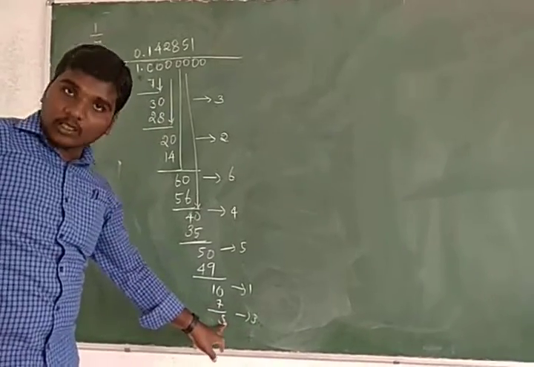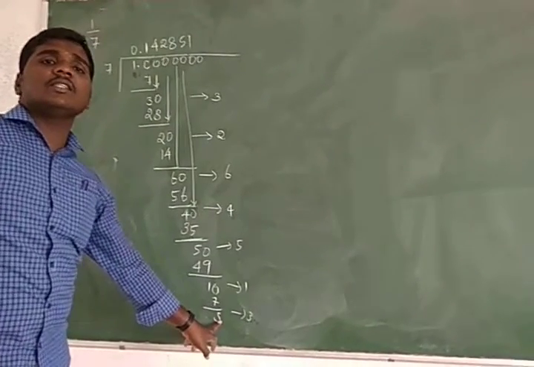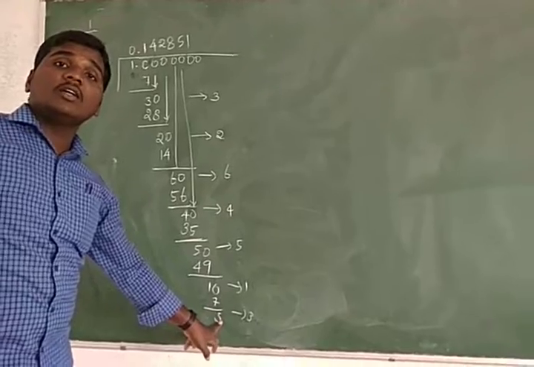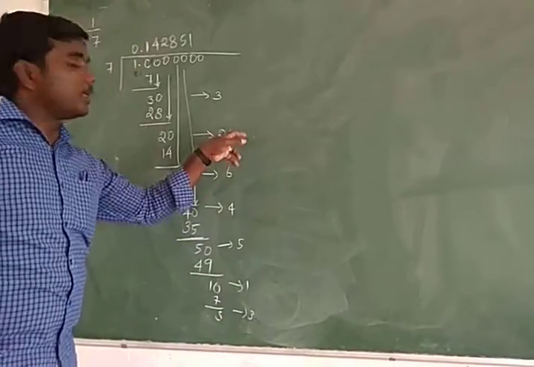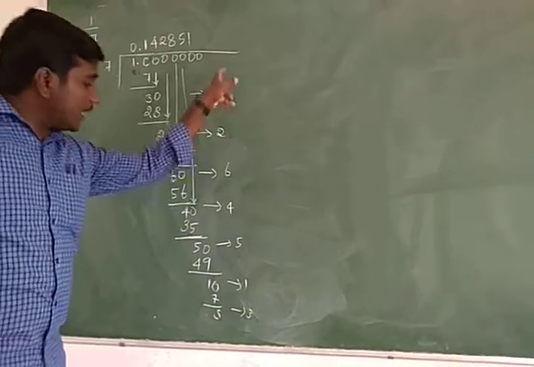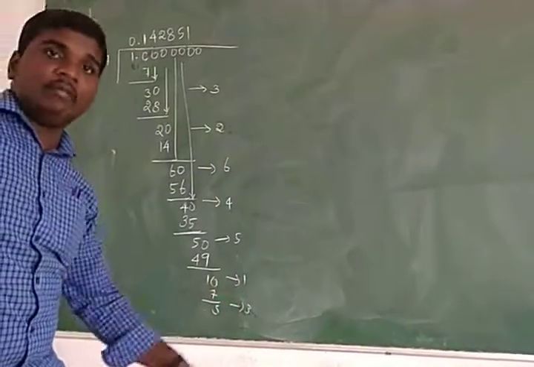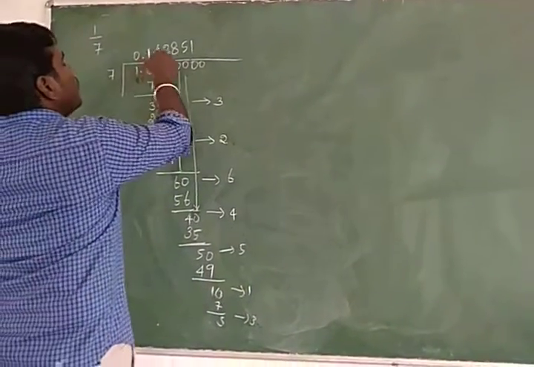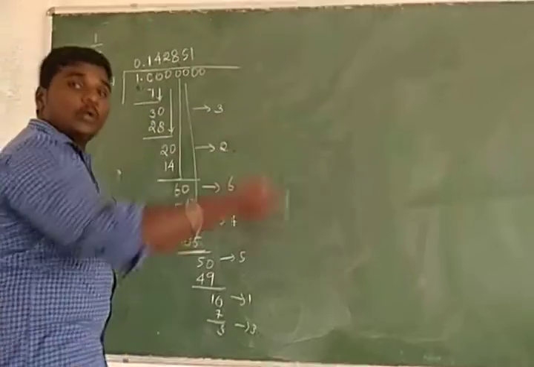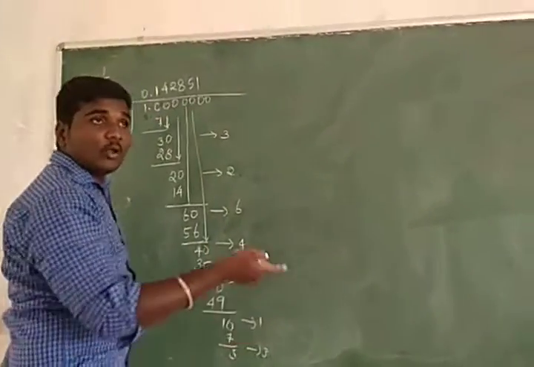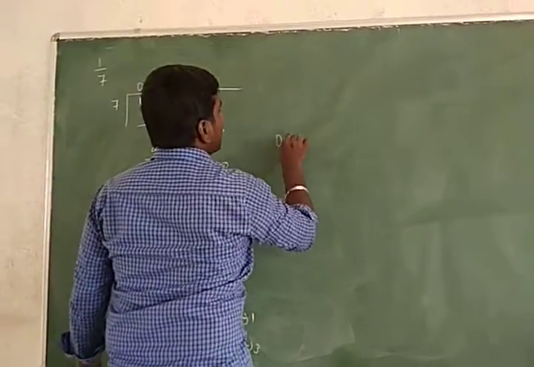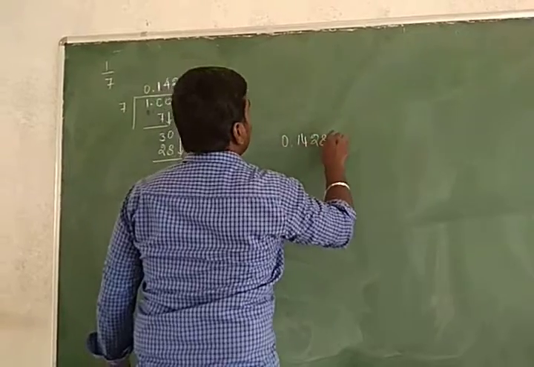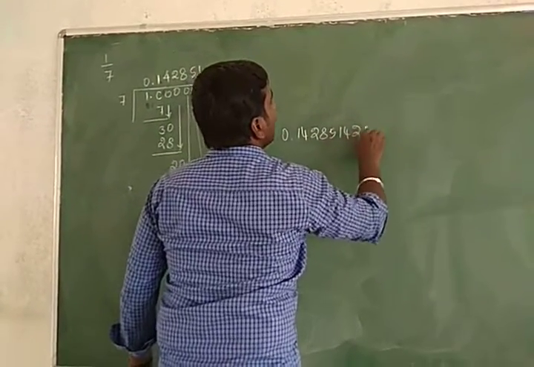You add 0, 30. How many 7s in 30? 4 sevens are 28. Then again remainder 2. So again it will be repeating. It will be repeating: 1 4 2 8 5, then again 1 4 2 8 5, then again 1 4 2 8 5. So this one we can write as 1 4 2 8 5.